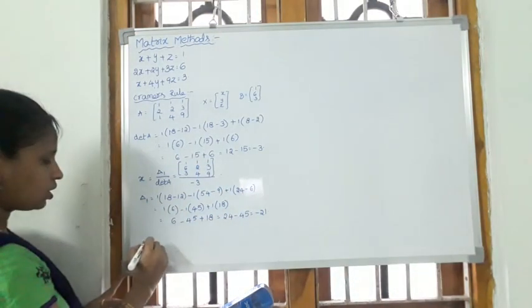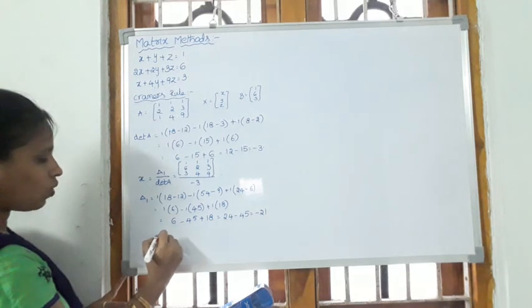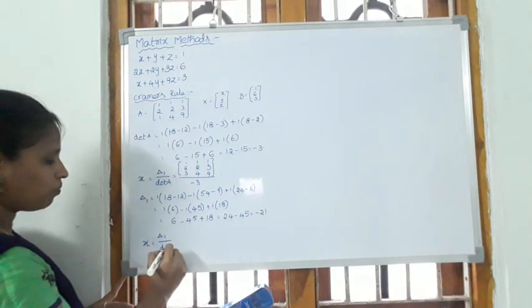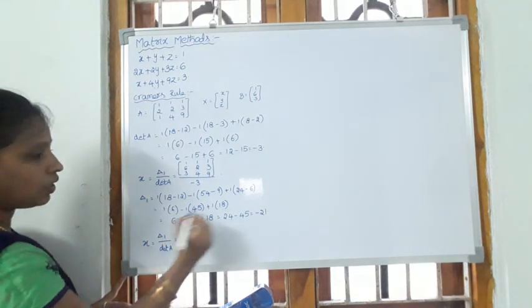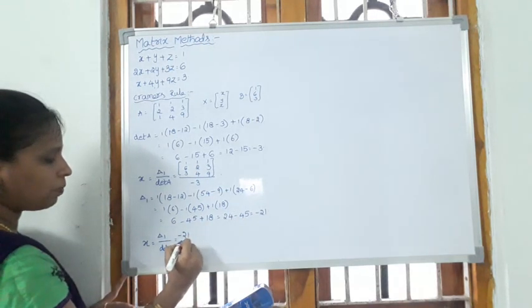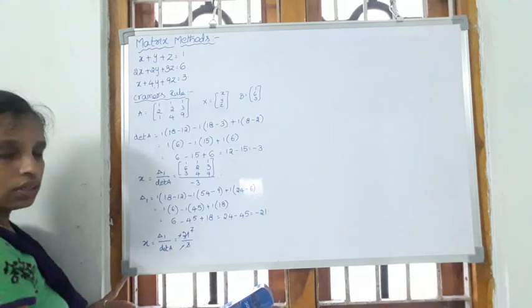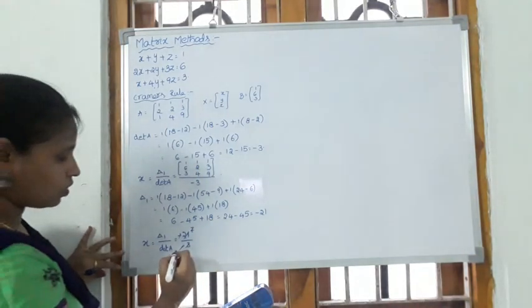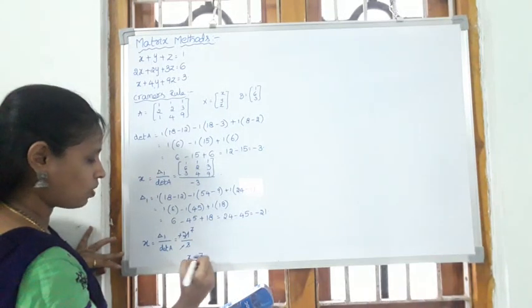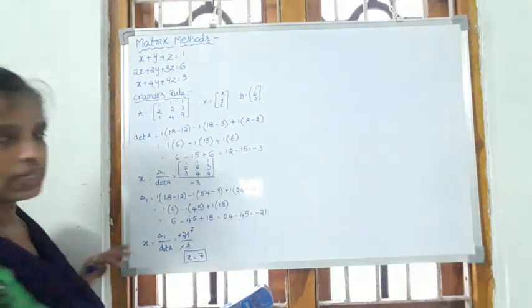So substitute in that, x is equal to delta 1 by determinant of A, that is equal to, the delta 1 value is minus 21 by minus 3. Minus minus cancel, 3 sevens are 21, 7 times. So x is equal to 7. The first variable x value is 7.